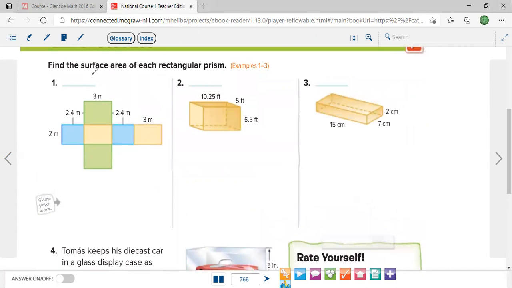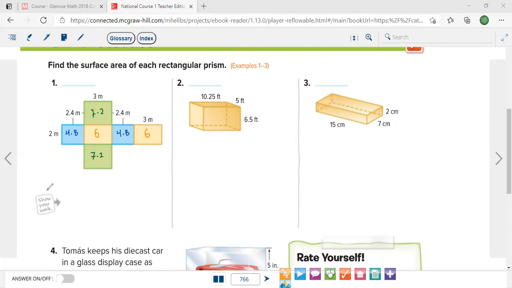Let's find out the surface area of figure number 1. Here in this blue part, it has length and width 2 and 2.4, so multiply 2 times 2.4, this will give you 4.8. So this blue part is 4.8 as well. Now let's find this green part. The green part will be 3 times 2.4, will give you 7.2, and this is 7.2 as well. Now this yellow part has length and width of 2 meters and 3 meters. This one is 2, the same as this one, and this one is 3, the same as this one. So 2 multiplied by 3 will give you 6, and this one is 6 as well.